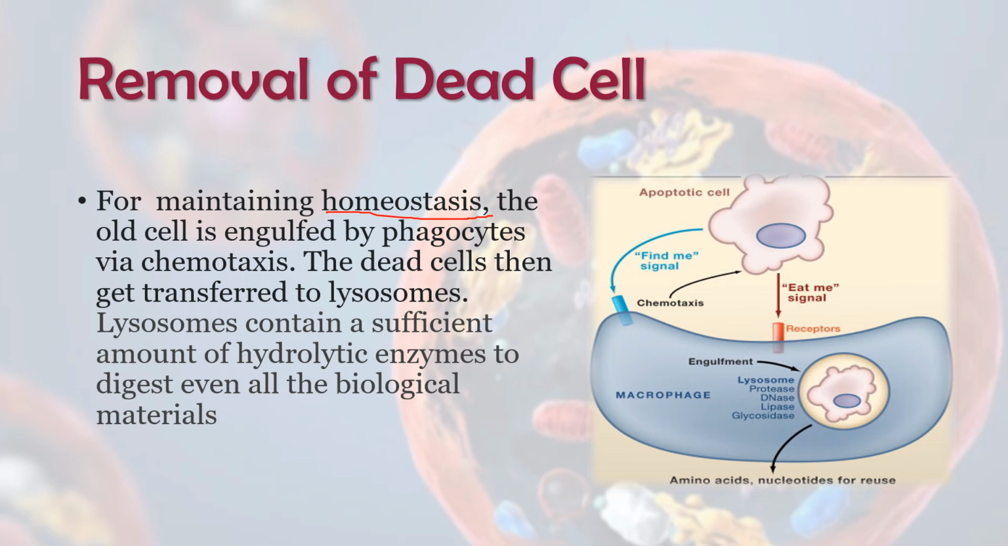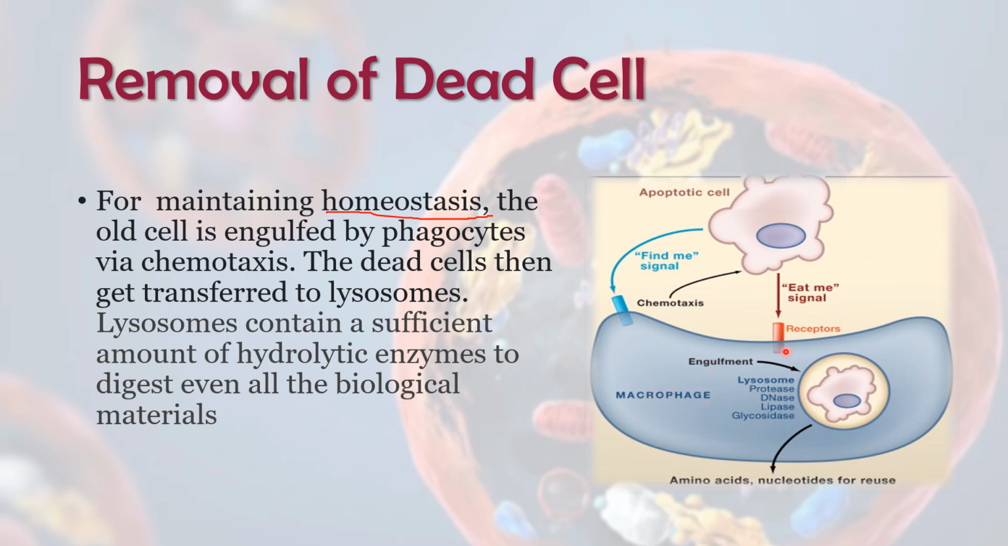Suppose we look at this picture. This is an apoptotic cell, or old cell, which exposes some chemical signals on its surface. It exports the find-me signal, which is recognized by receptors on a phagocytic cell. This is our phagocytic cell that is going to carry out phagocytosis of this apoptotic cell.